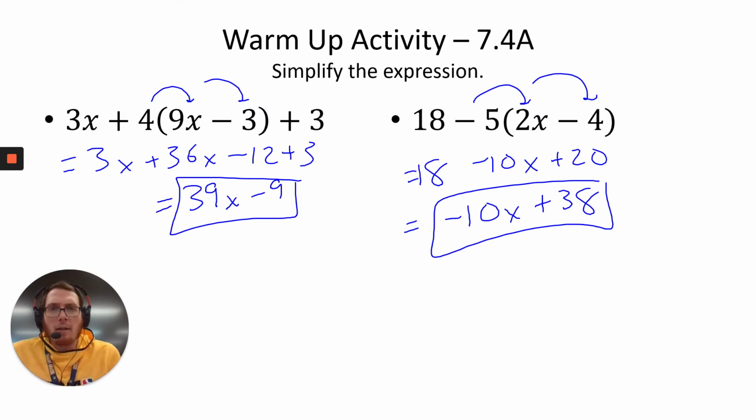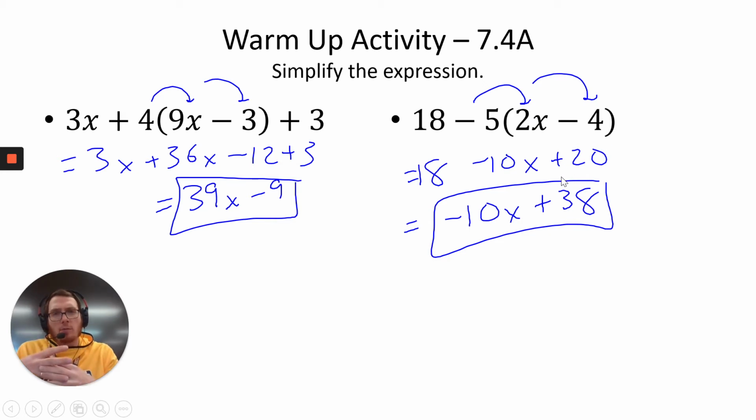In the second one, the common mistake is students try to take 18 minus 5 first. Remember the order of operations, so you have to multiply before you add or subtract. So you need to take the negative 5, not 5, negative 5, because plus negative 5 would be the same as subtracting 5. So negative 5 times 2x is negative 10x, or minus 10x here. And then negative 5 times a negative 4 would be a positive 20.